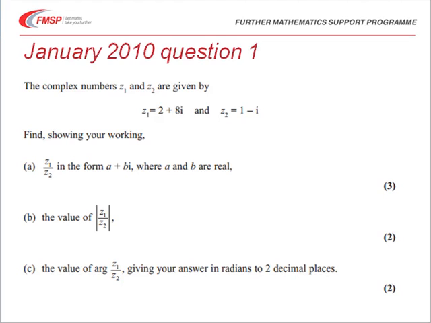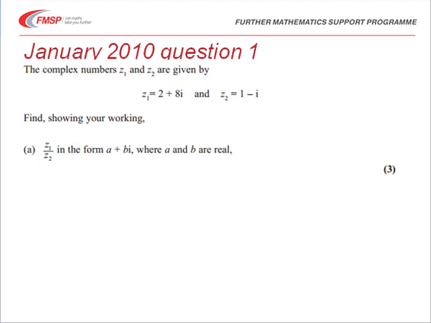Having found that new complex number, we're then asked to find the modulus of it, mod Z1 over Z2, and the argument of that new value Z1 over Z2. Well, taking these one at a time then. First of all, Z1 divided by Z2.